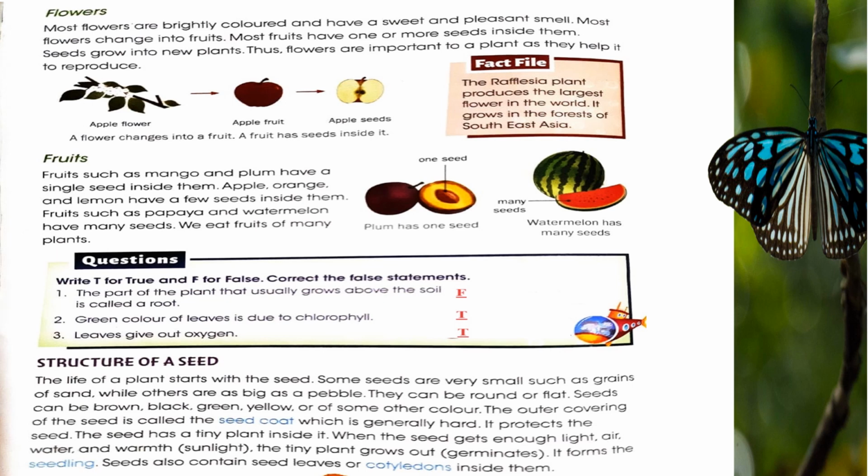The seed has a tiny plant inside it. When the seed gets enough light, air, water, and warmth, that is sunlight, the tiny plant grows out. That is called the germination process. It forms the seedling. Seeds also contain seed leaves or cotyledons inside them.